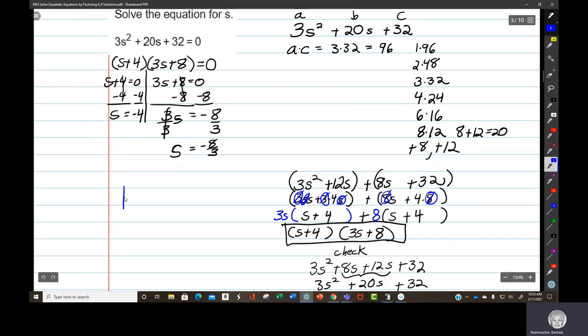So in the answer box, I'll write negative 4, comma, negative 8/3, or the other way around, you could write negative 8/3, comma, negative 4. My MyMathLab isn't big on forcing you to write it in order, unless it tells you to do that.